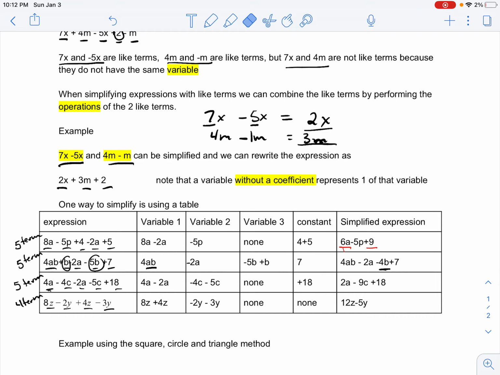And that's what we're doing when we're simplifying expressions. We combine the like terms that we can. We do the addition or subtraction, depending on whatever it is. And then we just simplify them down.